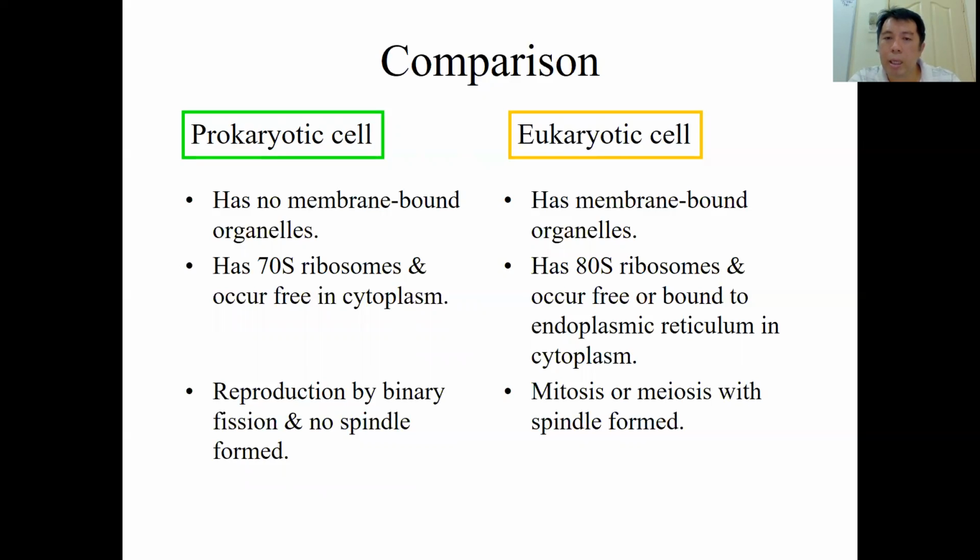But in the eukaryotic cell, the ribosomes are larger, known as the 80S ribosome. They can be found free or bound to the ER.